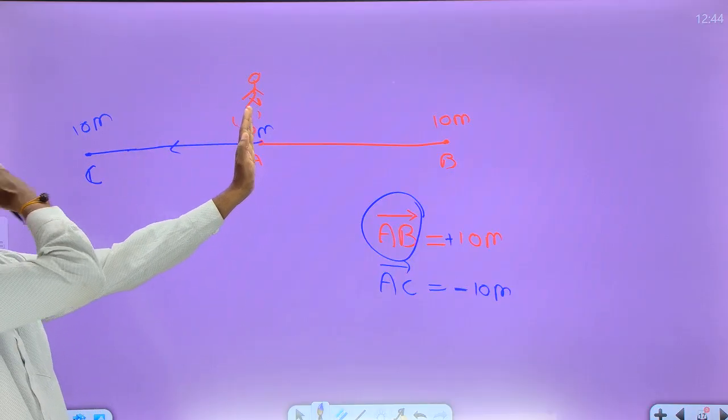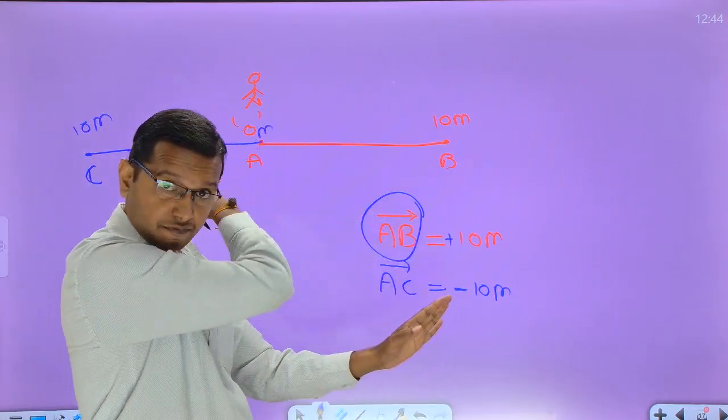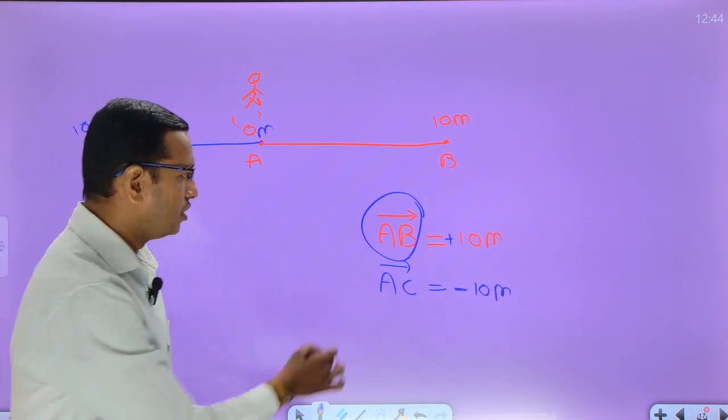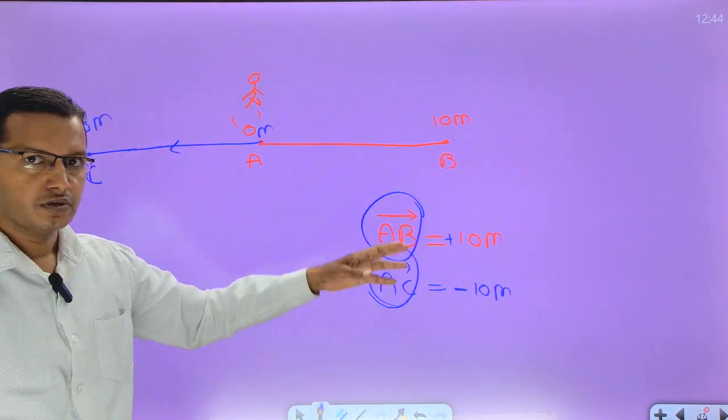The other is measured along the leftward direction. Since it is moving leftwards, I'm taking it as the negative direction. That's it. So plus and minus signs. Both are vectors only, both are displacements. So plus and minus sign.